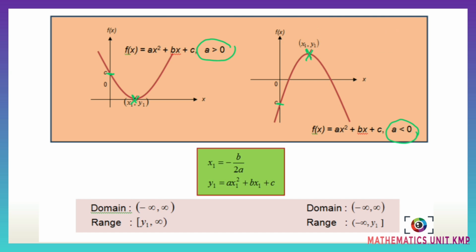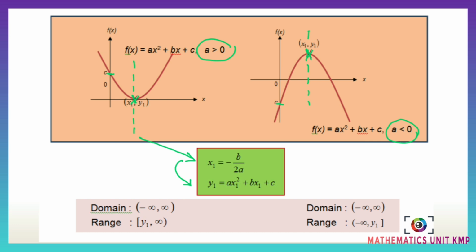How to find the values of x1 and y1? First, find the symmetrical line. The symmetrical line is negative b over 2a. Same for the second graph. And how to find the value of y1? Substitute the value of x1 into the function.